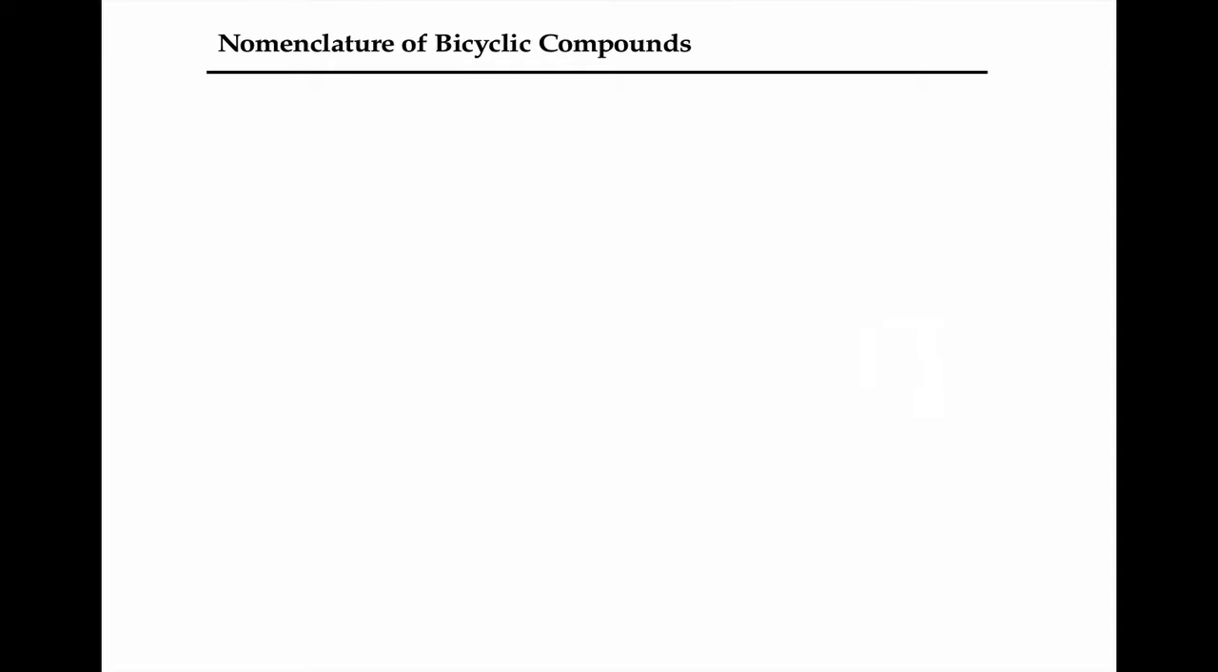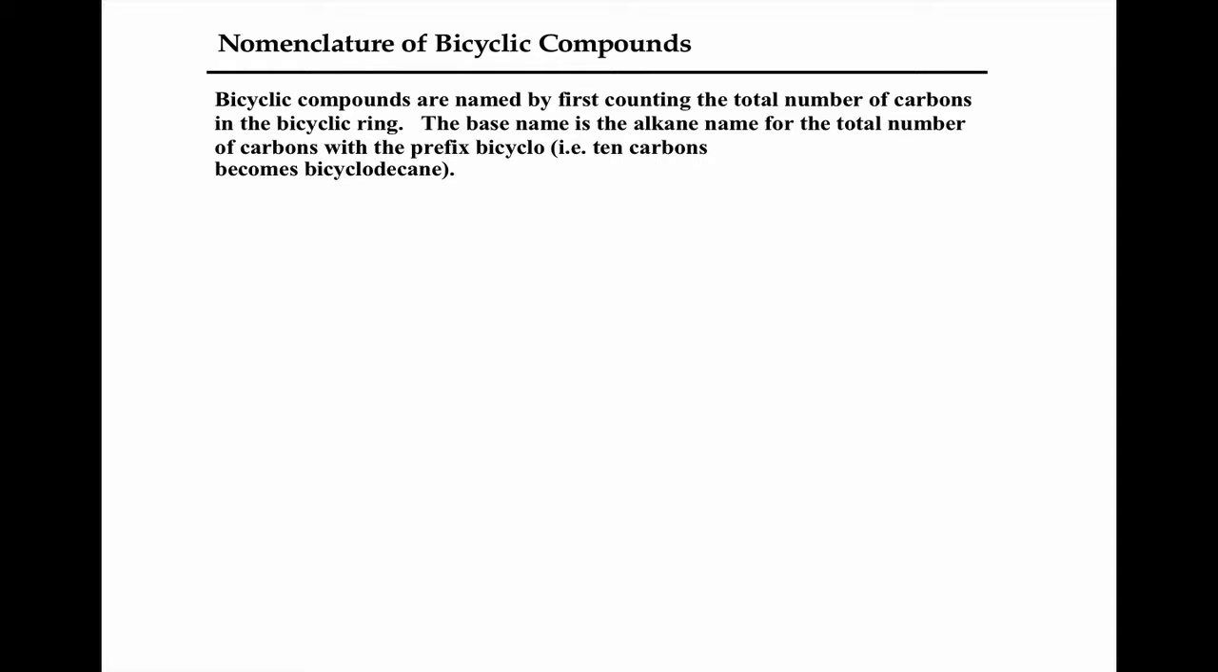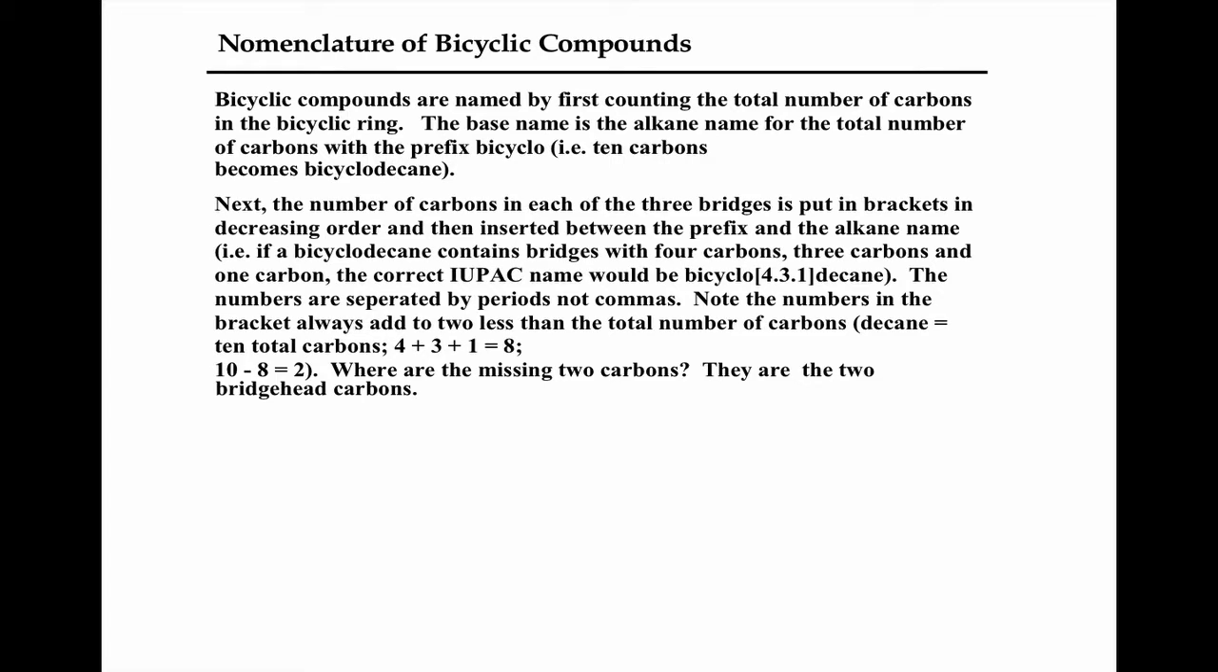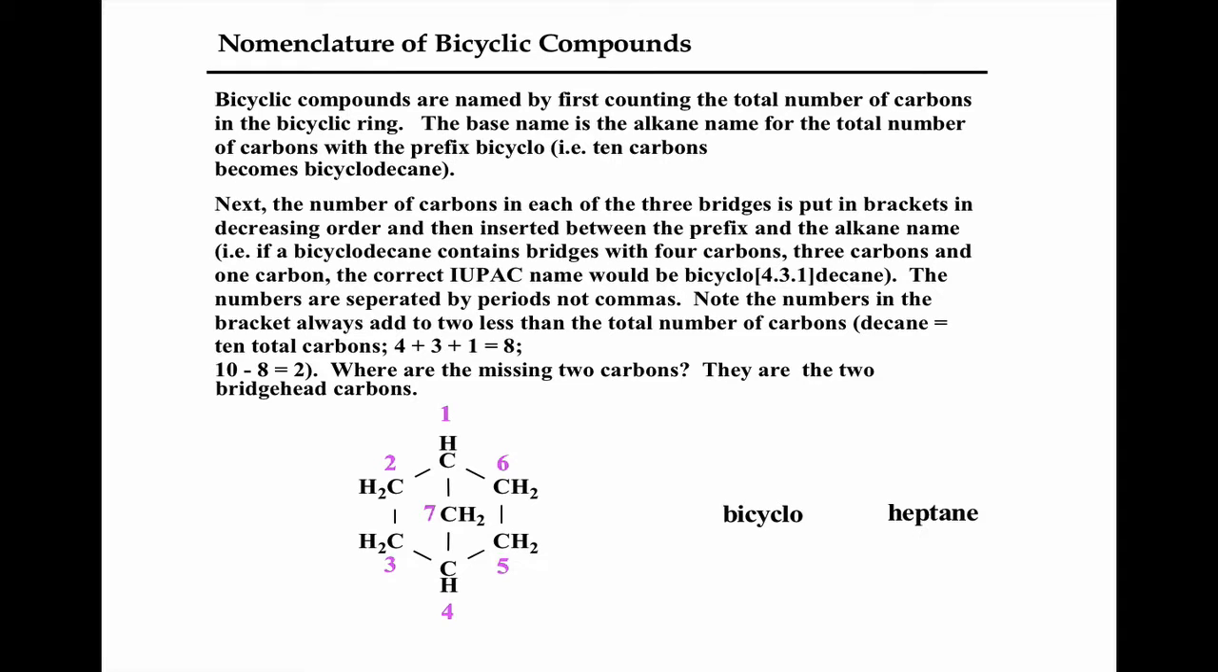Okay? Now, naming it is determined by first counting the total number of carbons in the bicyclic ring. How many total carbons do I have here? 7. I've got 7. So what's it going to be? It's going to be a heptane parent. That's right. Okay? And so if we look at this model, we see that we've got 7. So it's going to be a bicycloheptane of some sort. We have to know how the bridges are.